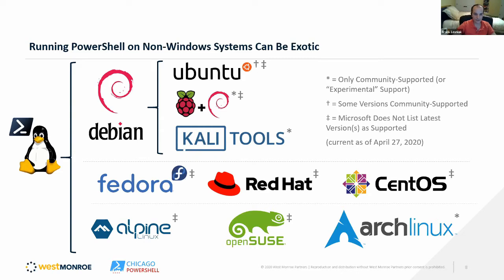So I hope this makes sense. It's a little bit of an eye chart, but just a quick visual way to see which distributions are supported. Any of the ones that have the double dagger are those where PowerShell does not have support for the latest version. Again, that doesn't mean it doesn't work, but it means it's not officially supported.